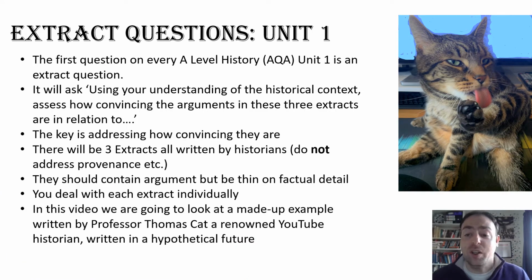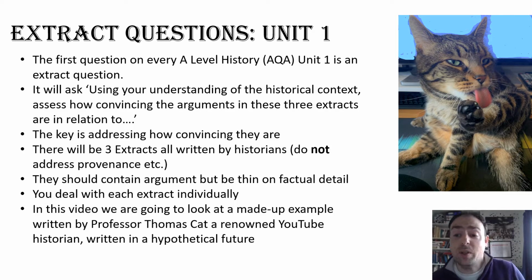So, extract questions in Unit 1. They are the first question on every Unit 1 paper. They're worth 30 marks. You'll see three extracts written by three different historians, and the question after it will go, using your understanding of the historical context, assess how convincing the arguments in these three extracts are in relation to, and then whatever they're about. And they'll normally relate to one of the key questions in that Unit 1.